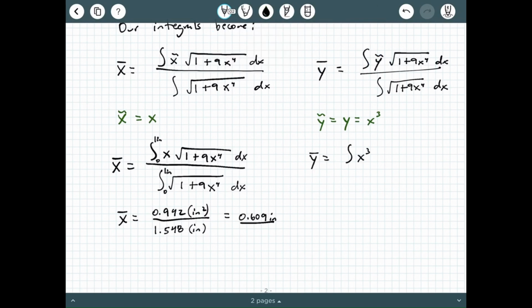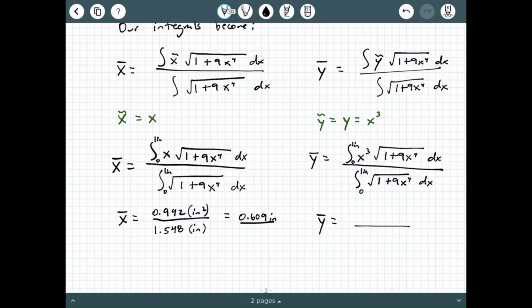We're going to say y bar equals the integral of x cubed times the square root of 1 plus 9x to the fourth dx. The denominator is the same, right? Integral of the square root of 1 plus 9x to the fourth dx. You're still integrating with respect to the x variable, and our problem goes from 0 to 1 inch. So we're going to write that out, 0 to 1 inch as my definite integral. And then we're going to calculate y bar here. And the denominator is identical to my x bar calculation. So that's 1.548 inches. If you notice, these denominators are the same. It's the numerator that's different.